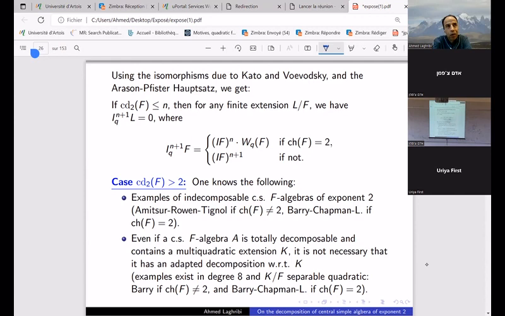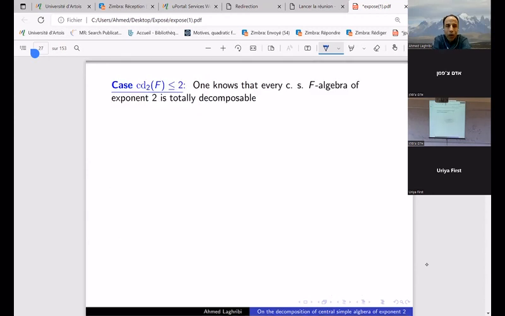So for the moment, we see that if the cohomological 2-dimension is bigger than 2, the situation is not good for treating adapted decomposition. But if the cohomological 2-dimension is at most 2, we are in a nice situation. We know that any central simple F-algebra of exponent 2 is totally decomposable. This is a result of Merkurjev in characteristic different from 2, and this result was extended by Barry and Chapman.